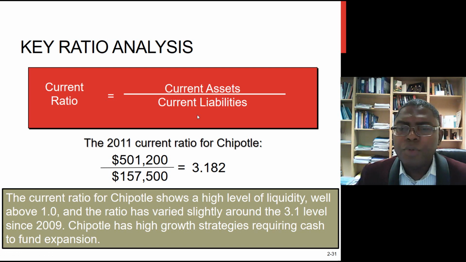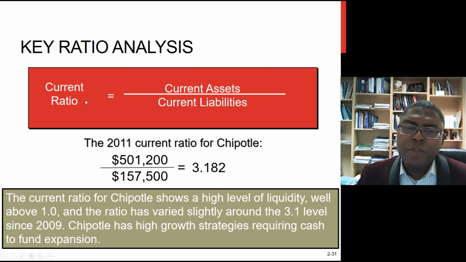Once we have the balance sheet, we can now use the balance sheet to make informed decisions. We can compute ratios. One of the ratios we can compute from the numbers on the balance sheet is what we call the current ratio. This is actually a measure of liquidity. It tells us how liquid the company is, if the company has enough current assets to pay off their current liabilities.